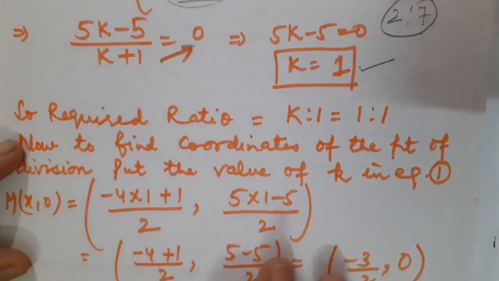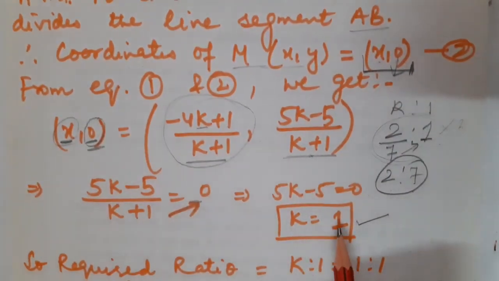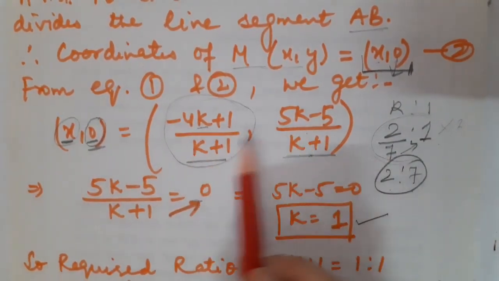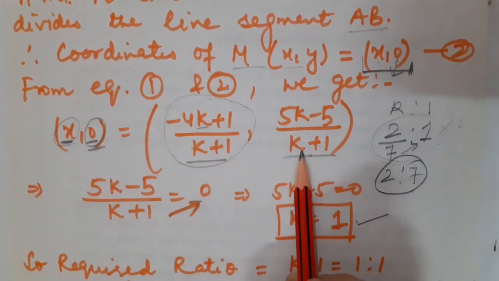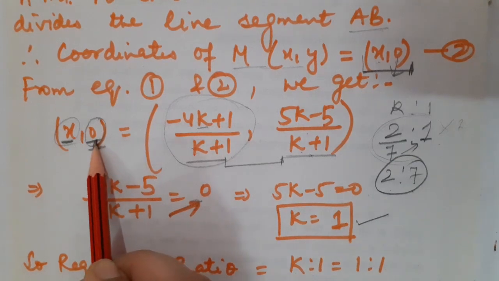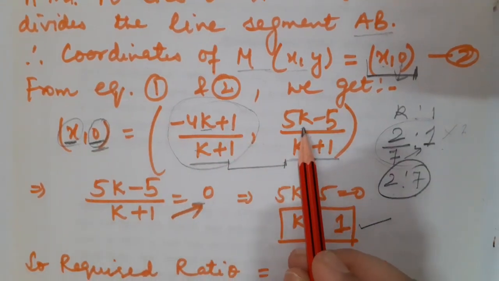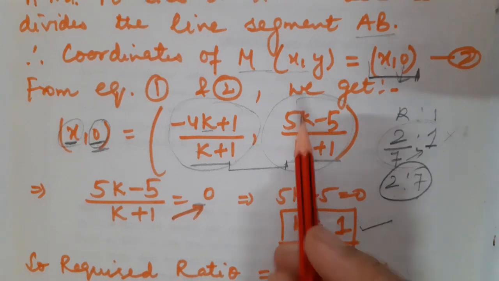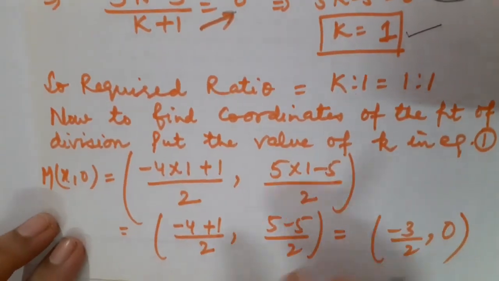Now children, as we have to calculate the coordinates of the point of division M, nothing else you are supposed to do. You just put this value of k over here so that you can calculate the coordinates of point M. One coordinate I know, that is 0. Here also if I put k equal to 1, I will be getting 0 only. So let us do it.